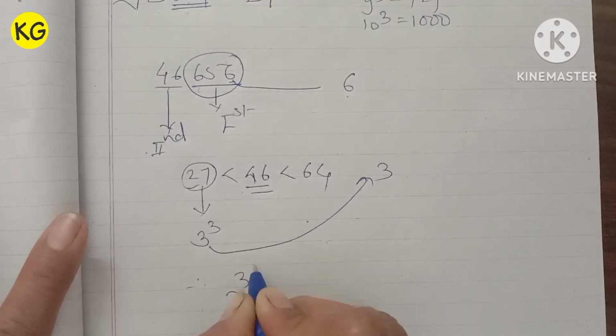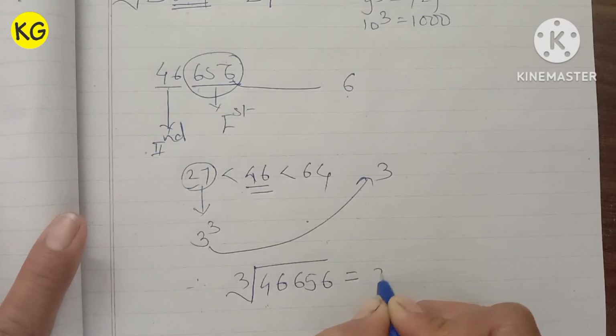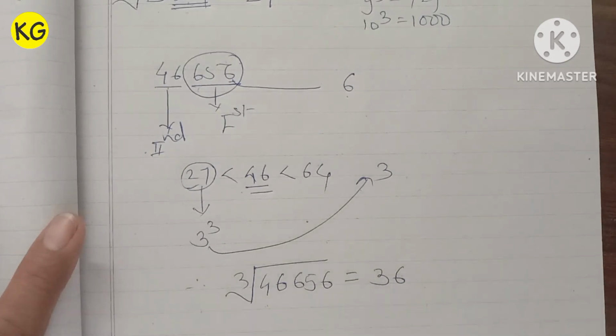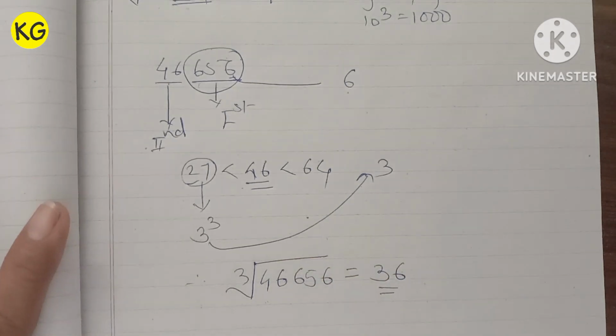Therefore the cube root of 46,656 is 36, means 36. You can check whether this cube root is correct or not. Now we see another example.